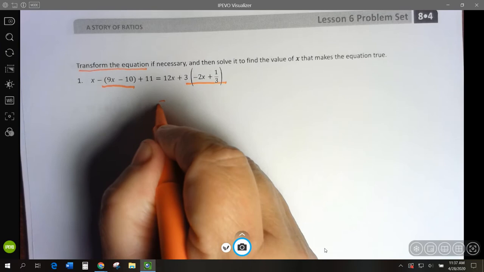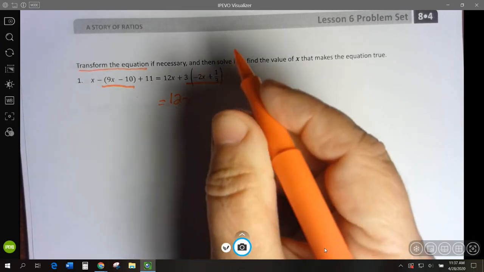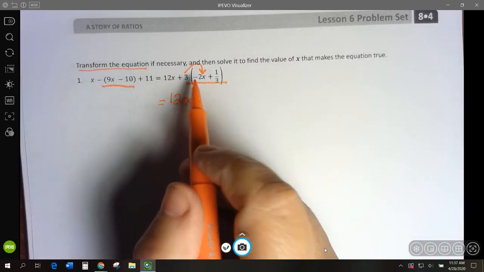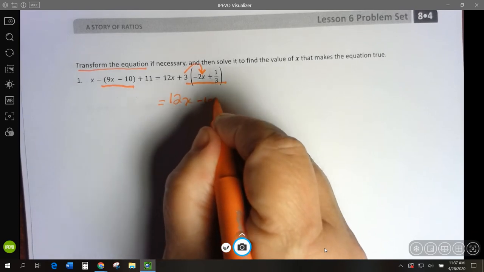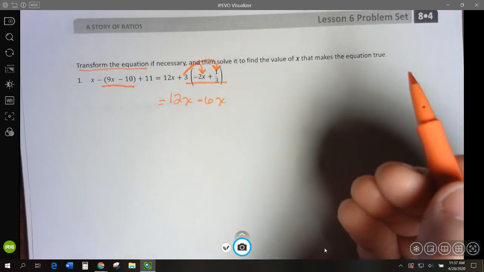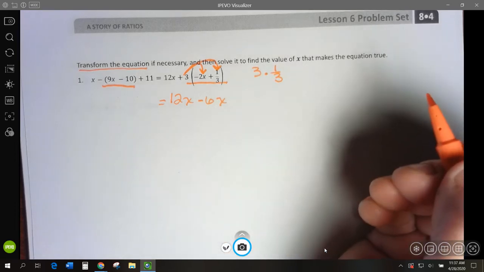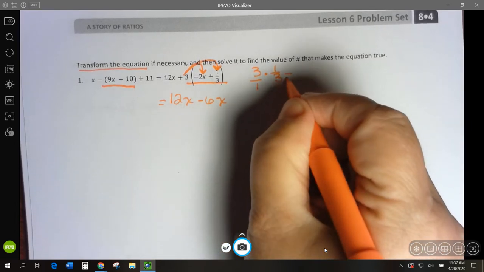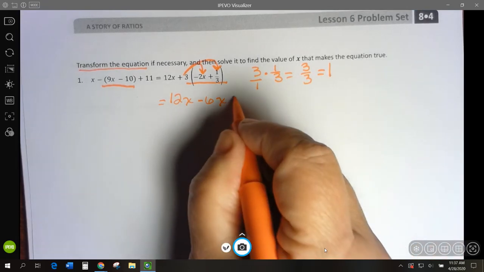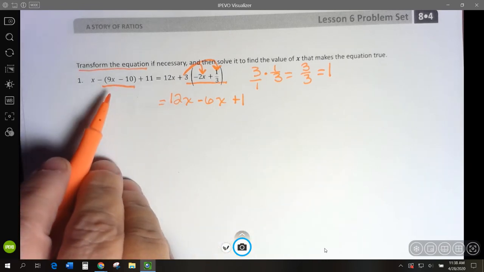Now, let's do this side first. We have 12x, right? And then we have to go 3 times a negative 2x. 3 times a negative 2 is negative 6x. And then we have to go 3 times 1/3. If you remember, 3 times 1/3, we turn this into a fraction, and we get 3/3, which is 1. So plus 1.